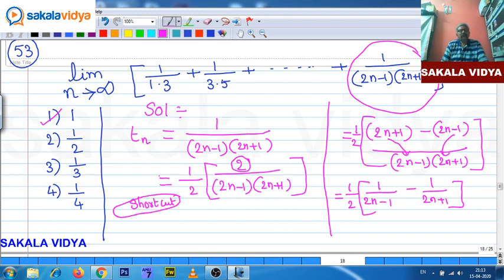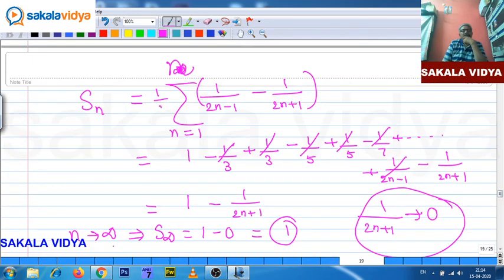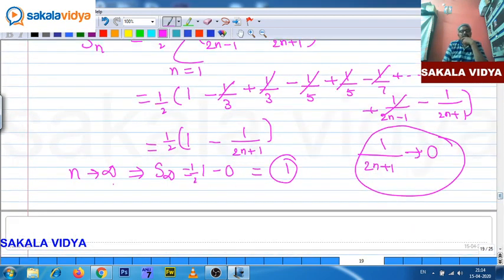You remember this shortcut. Here, required limit L is equal to the difference of these two, write down, difference of these two is actually 2. Okay, we have forgotten 1 by 2 also. Sorry, 1 by 2 is there, this should be written as 1 by 2, here also 1 by 2. So answer will be 1 by 2.